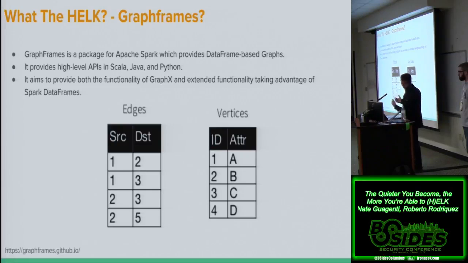And GraphFrames are free, right? The way it works is you have two data frames. One of them is going to show you the relationship, source to destination, who is related to whom. And the other one is your vertices, which are going to be your nodes. So here I can have Roberto, Nate, and other people, and the attributes are going to be probably my age, the city where I was born, things like that.